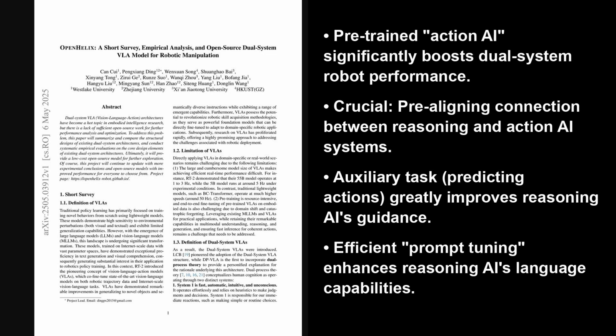So, to wrap up our look at OpenHelix, this work really underscores how crucial specific design choices are for these dual system architectures. We have seen that properly integrating the two systems, for example, through projector pre-alignment and enhancing the large multimodal LLM's understanding with an auxiliary task, leads to significant performance gains. These Vision Language Action Models, or VLAs, which combine visual understanding, language processing, and action generation, show great promise for robotic manipulation.